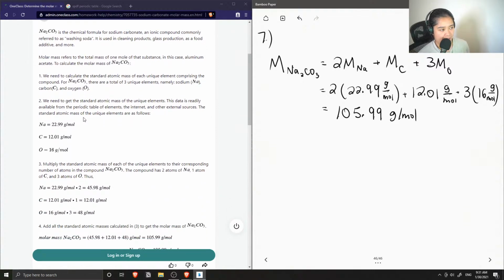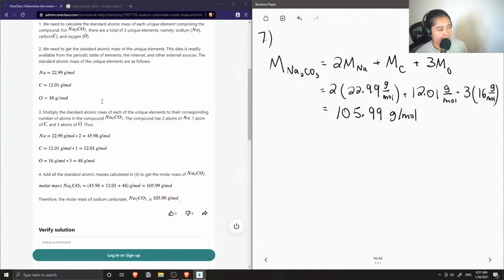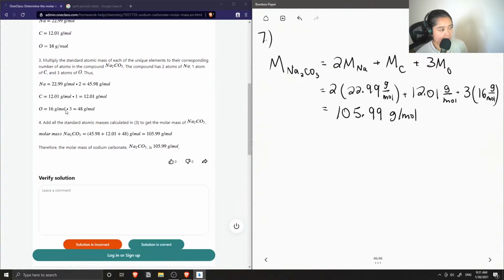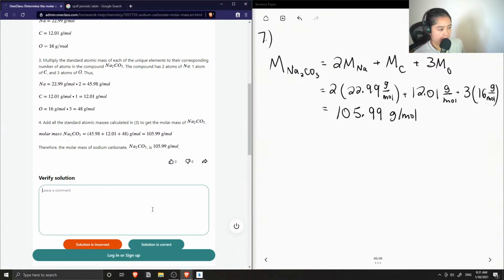So to calculate the molar mass, they need to know the atomic masses of each element, and they got it from the periodic table, and then multiply the standard atomic mass of each by their corresponding number of atoms. Okay, so they summed up all the math and also got around 105.99 grams per mole. So this solution is correct.